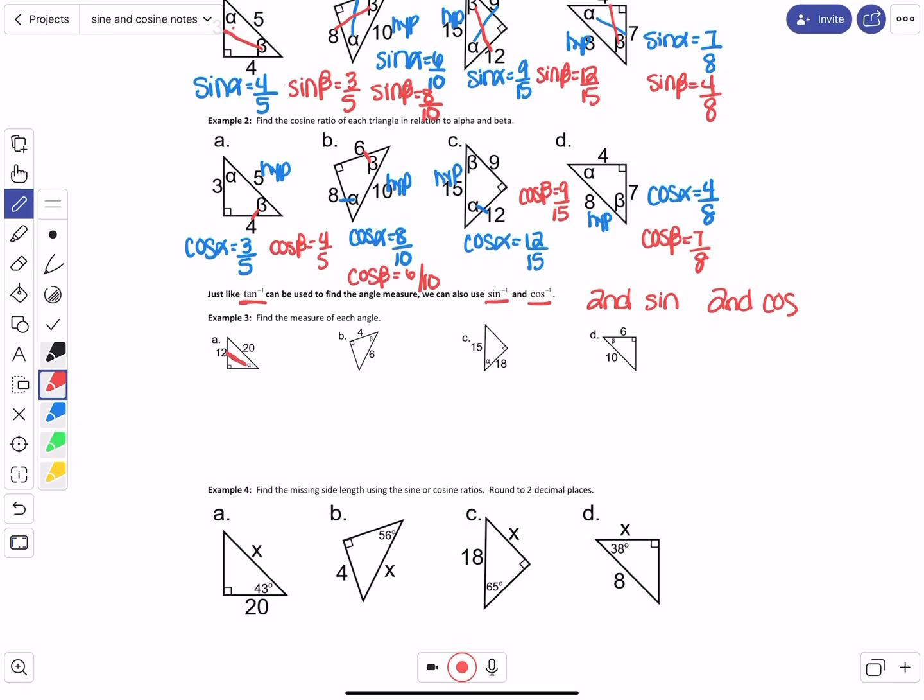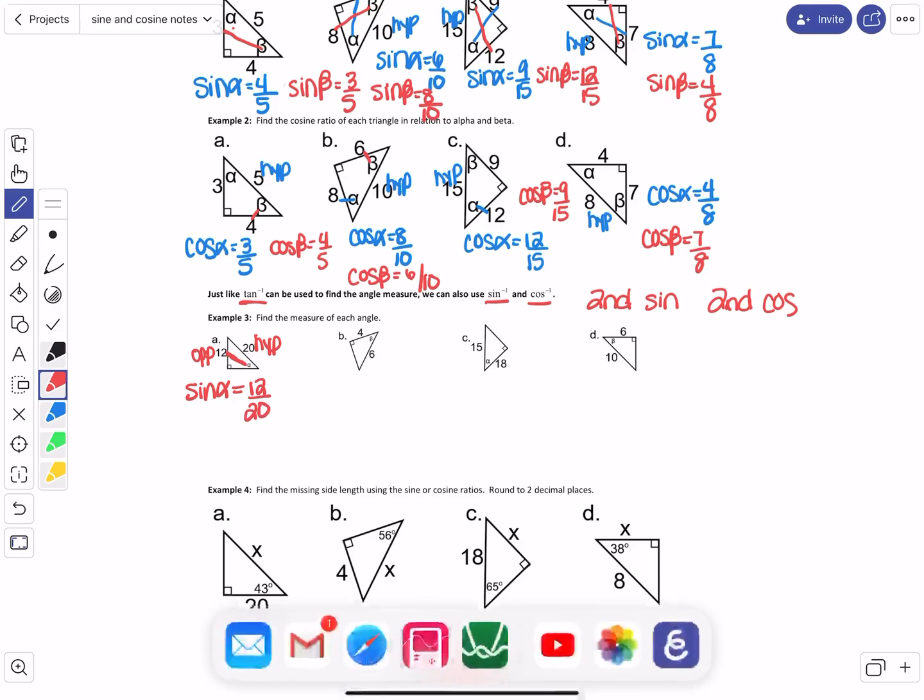going across alpha here, is 12 opposite alpha or is it adjacent to alpha? Well, it's opposite because it's going across the triangle. It's far away from it. So we've got opposite and we've got hypotenuse. Which trig function uses opposite and hypotenuse? Well, that would be sine. So sine of alpha is opposite over hypotenuse, so that would be 12 over 20. So we'll do inverse sine, 12 over 20.